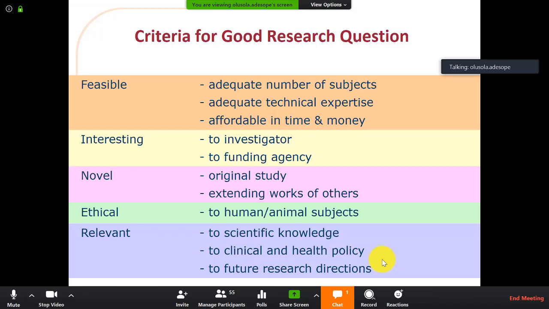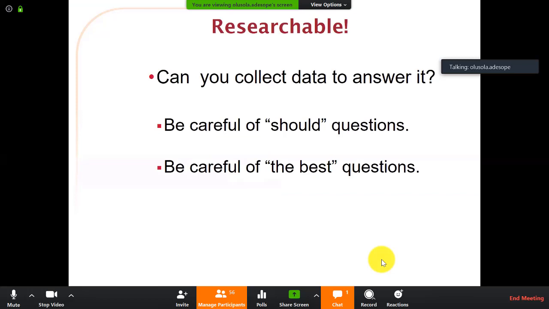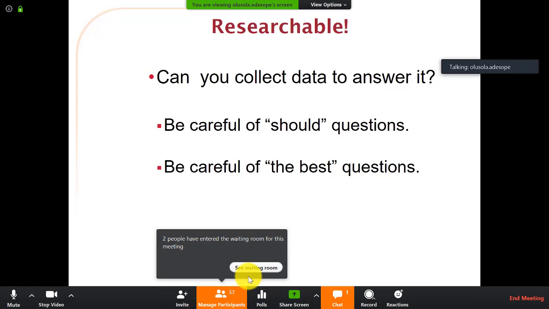So that's why we never go out of job in academia, because we always create more problems when we try to solve one problem. You solve one problem, but you create three or more problems, so we keep having jobs, so we keep having ideas as we go forward. So researchable: can you collect data to answer your question? Think about your question and think about, how would I collect data to answer this question?